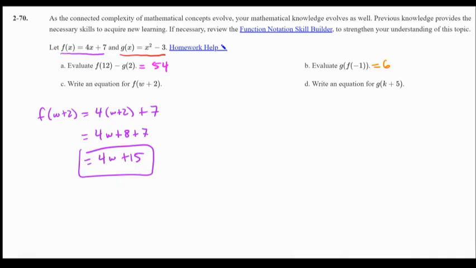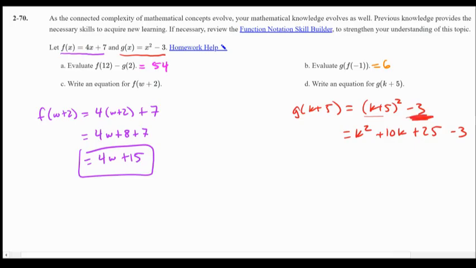Next, I'm going to be doing g of k plus 5. So same idea, g of k plus 5 equals k plus 5 squared minus 3. Now, sometimes you can use the box or FOIL to expand this. I know just for time's sake, when I multiply k plus 5 squared, I get k squared plus 10k plus 25. And don't forget to bring down this minus 3. That's the biggest mistake I see people making. And then when you simplify that, k squared plus 10k plus 22.